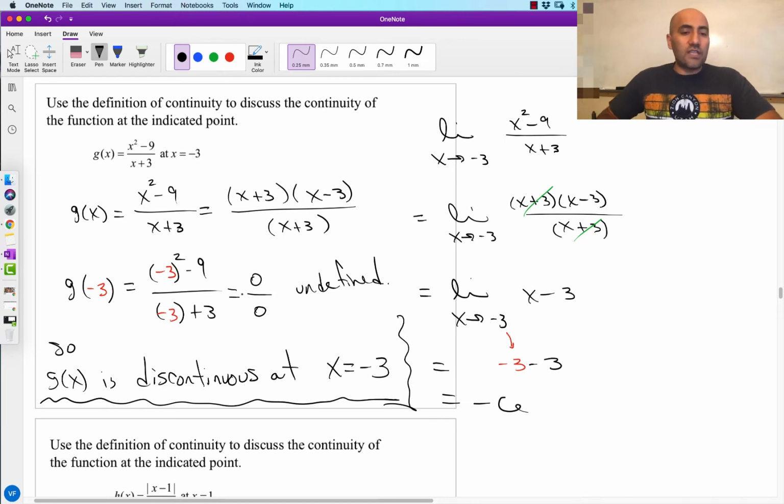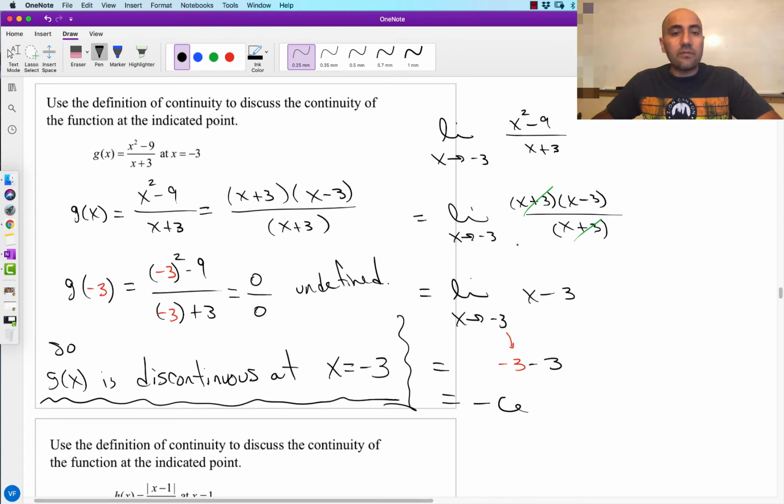So true, you could have just stopped here if they just asked you to figure out whether it's continuous or discontinuous at this point, and you noticed that the function isn't even defined at negative 3, you could have just stopped here and said, okay, it's discontinuous. I just added this extra little bit for fun, just to point out that the limit does exist. The problem here is that the function is undefined there.